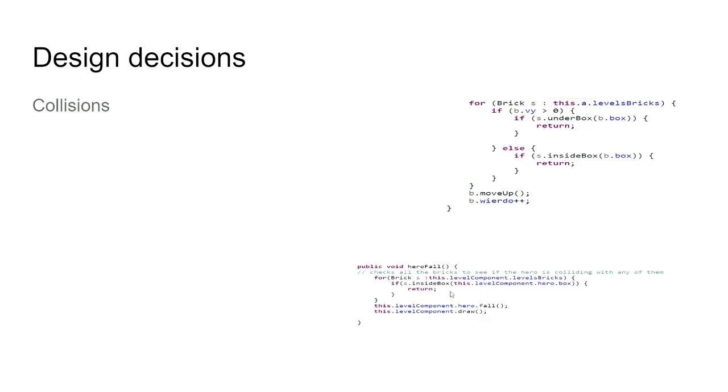Here is another one of my decision making. This is from my fall listener class, which basically makes my monster fall automatically. It just checks if my monster is colliding with any of the bricks, and if not, it falls and redraws the frame. It's very simple. Here I just have an inside box function that checks for an intersection between a rectangle 2D and this object.